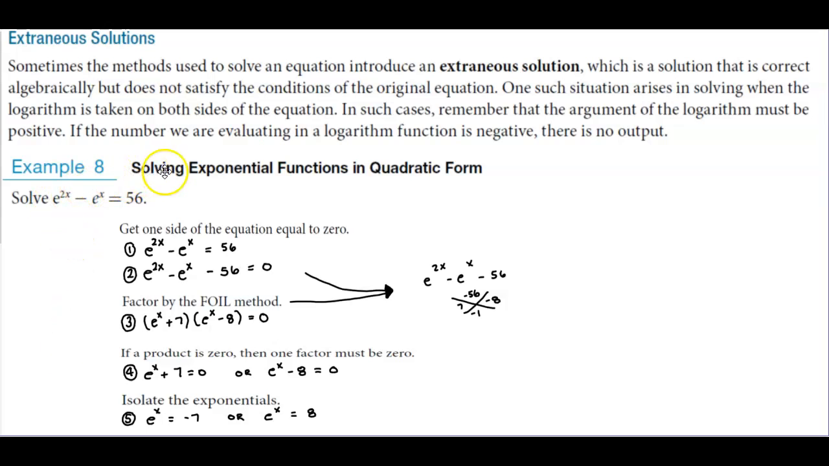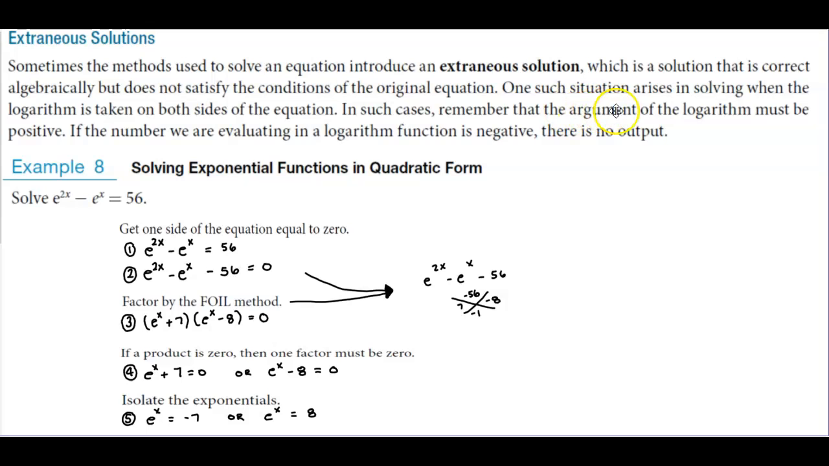Okay, in example 8, we're going to solve an exponential function in quadratic form. Before we do, sometimes we can get extraneous solutions. Sometimes the methods used to solve an equation introduce an extraneous solution, which is a solution that is correct algebraically, but does not satisfy the conditions of the original equation.